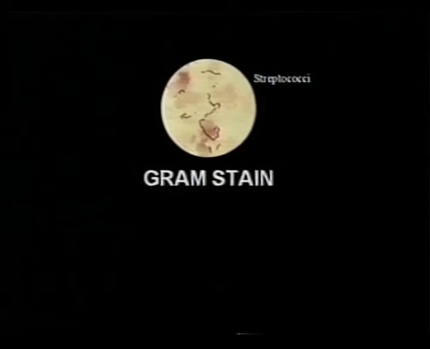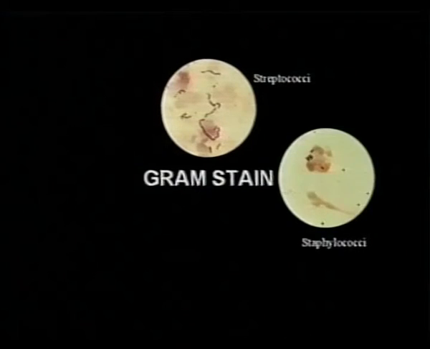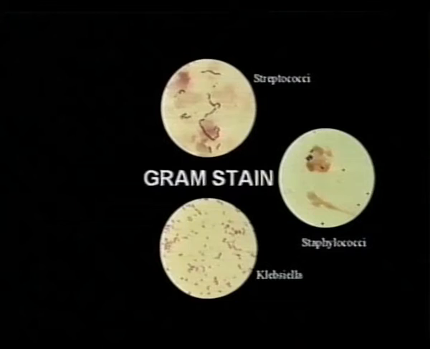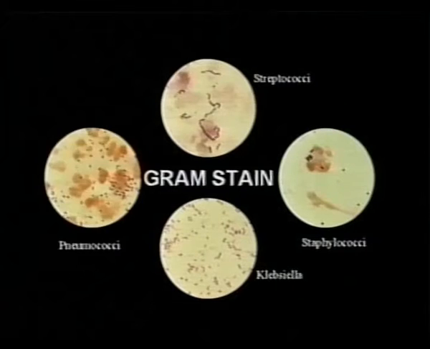Streptococci are gram-positive organisms in chains. Staphylococci, gram-positive cocci in clusters. Klebsiella is a gram-negative organism which is a cause of upper lobe pneumonia. And here you can see the pneumococci, gram-positive cocci in pairs.